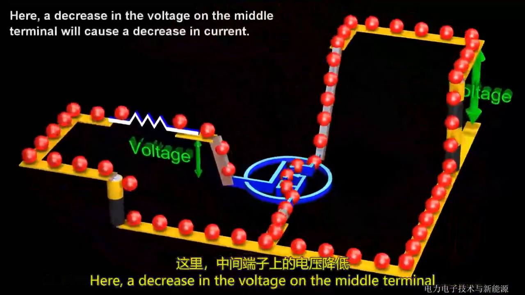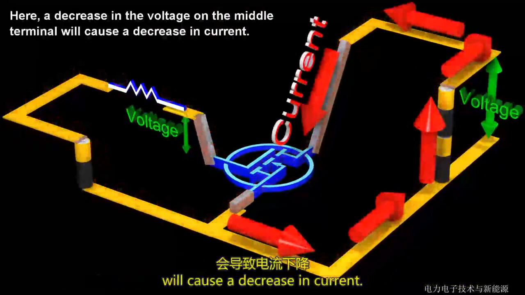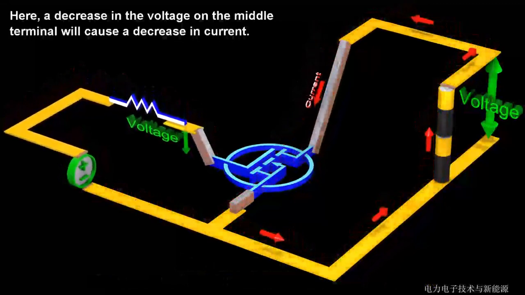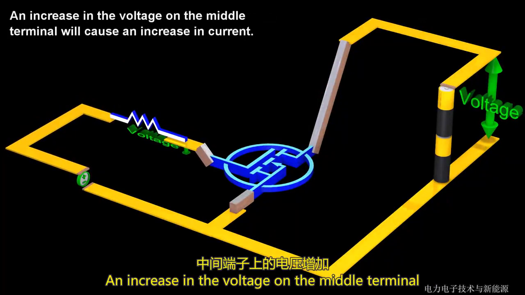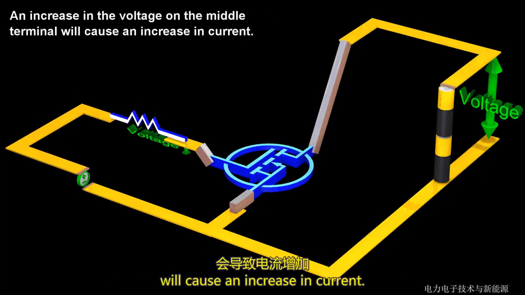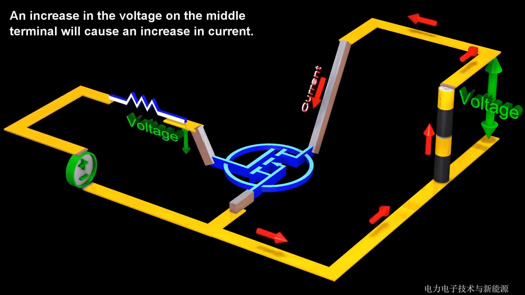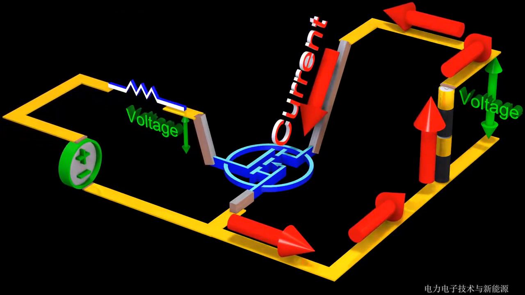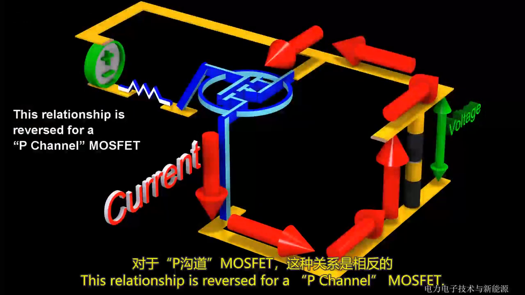Here, a decrease in the voltage on the middle terminal will cause a decrease in current. An increase in the voltage on the middle terminal will cause an increase in current. This relationship is reversed for a P-channel MOSFET.